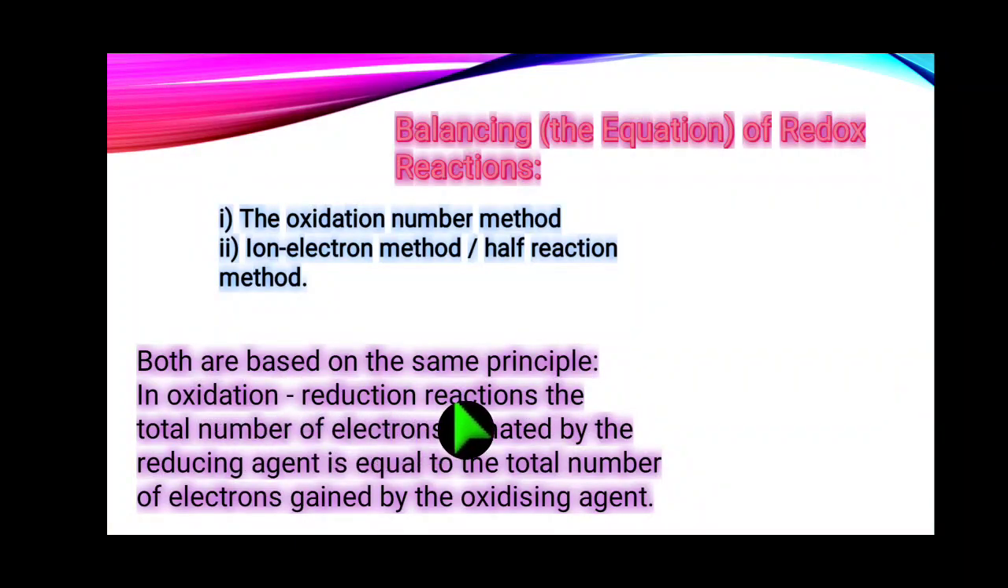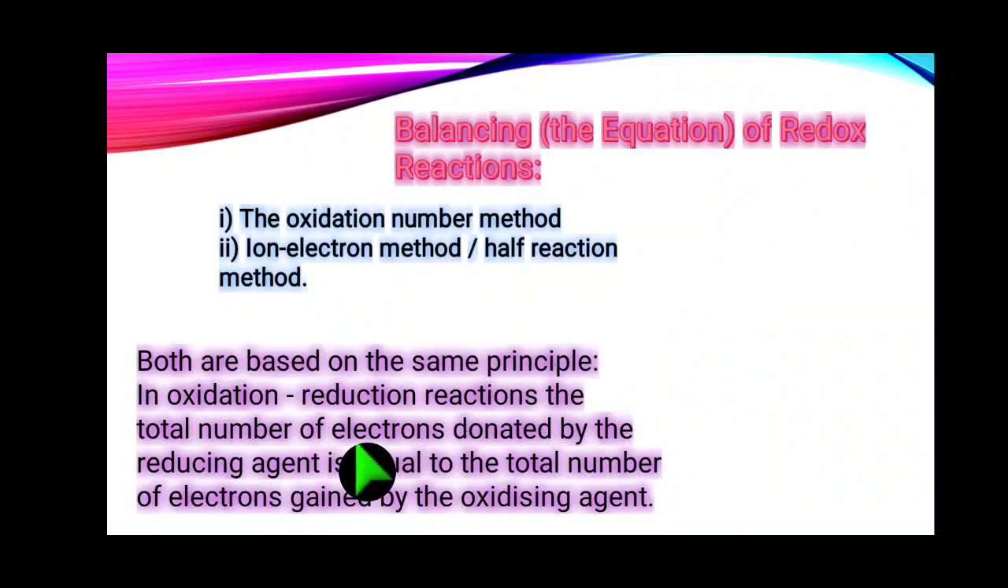In an oxidation reduction reaction, the total number of electrons donated by the reducing agent is equal to the total number of electrons gained by the oxidizing agent. Here oxidizing agent and reducing agent are given. So what is a redox reaction? In the name itself we can find the answer. Reduction and oxidation take place simultaneously in the reaction. Oxidation and reduction simultaneously taking place in the reaction is called a redox reaction.